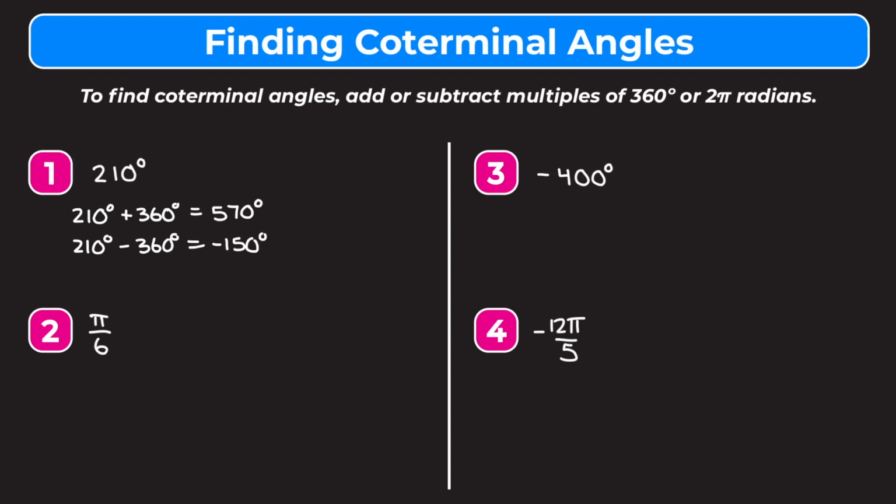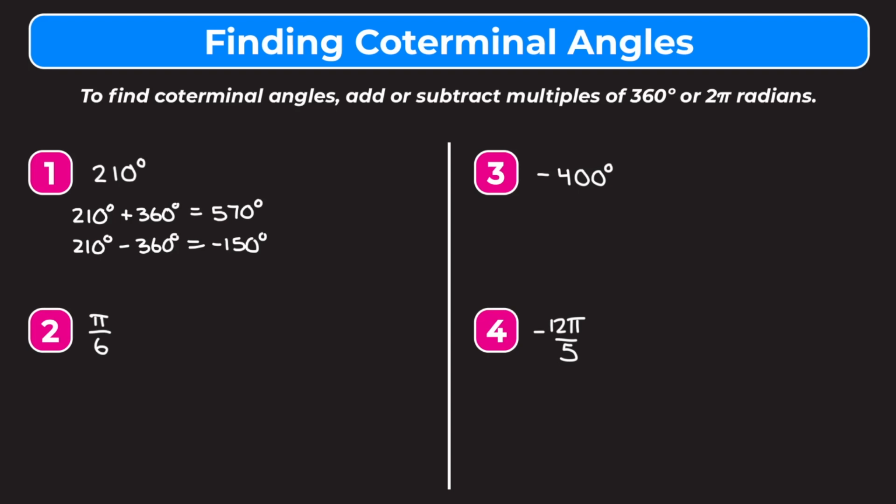These are not our only answers. You could continue to add 360 degrees to 570 or continue to subtract 360 degrees from negative 150 to get different positive and negative coterminal angles, but I'm just going to do the easiest ones for this video.